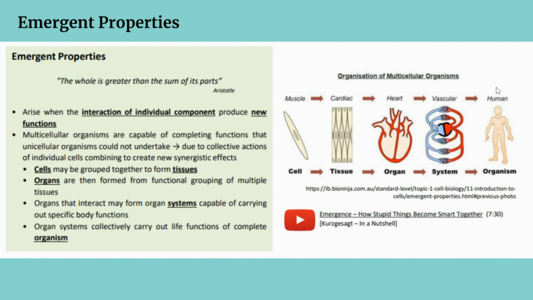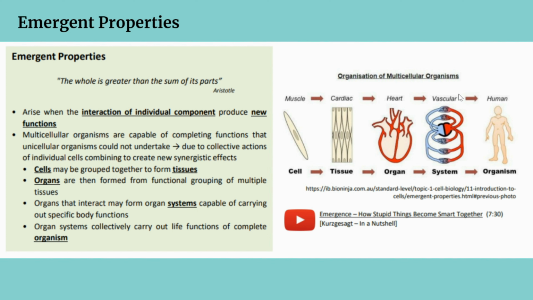For example, cells may be grouped together to form tissues. Tissues are grouped together to form organs. Organs are grouped together to form systems, and then organ systems are grouped together to form an organism, as shown on the right. So you can see a muscle then becomes a cardiac muscle, which then becomes a heart, which then becomes an entire vascular system, which is also your circulatory system, and then that becomes a human.